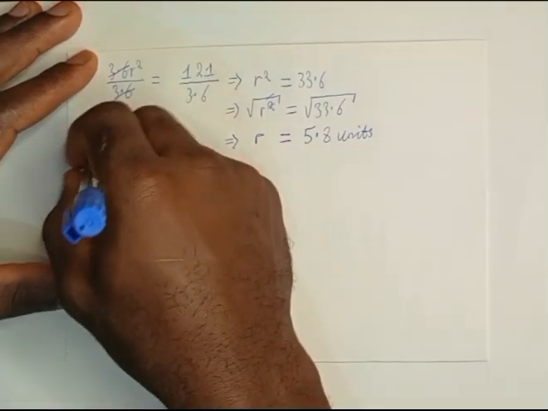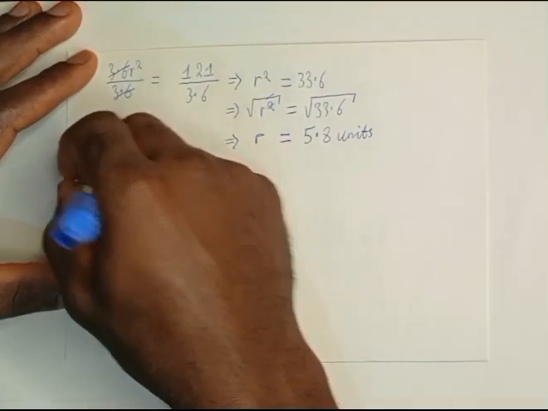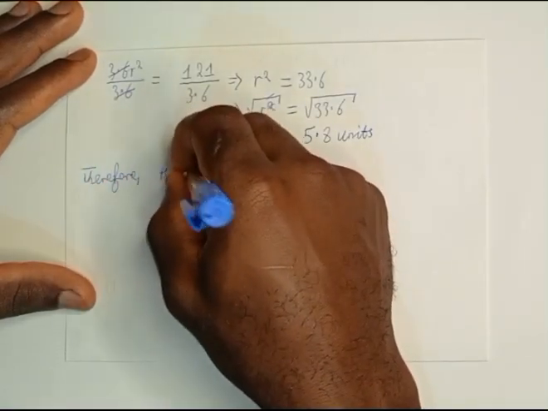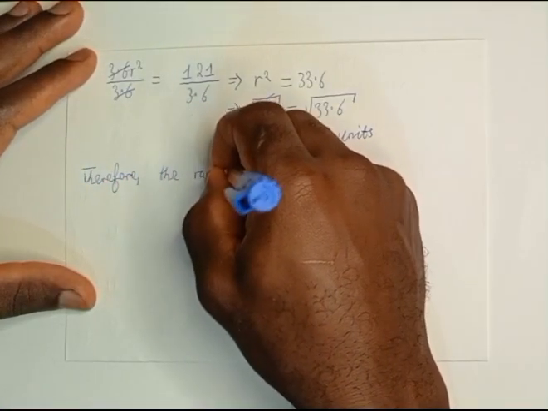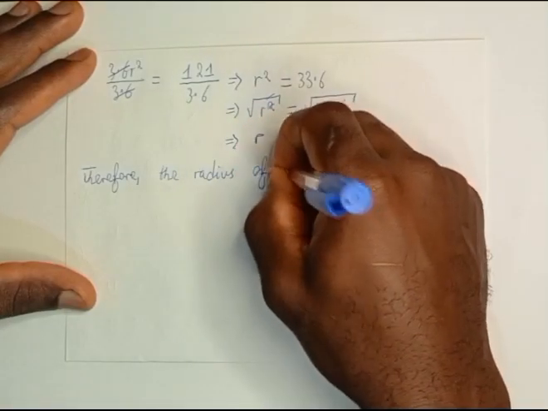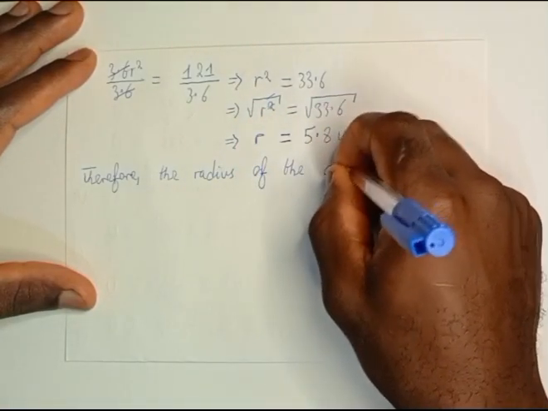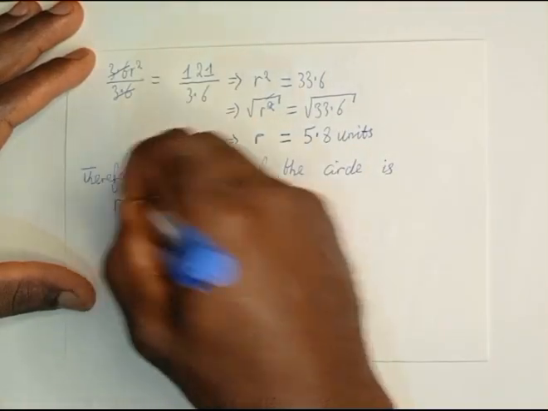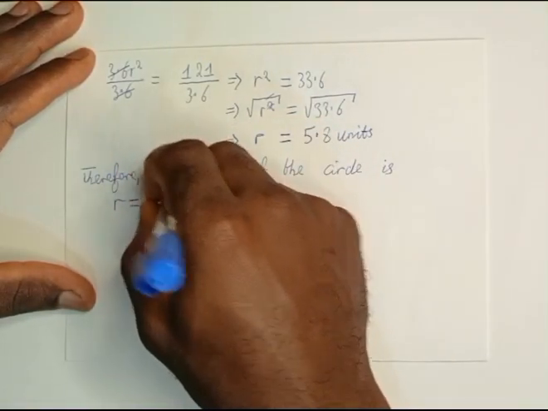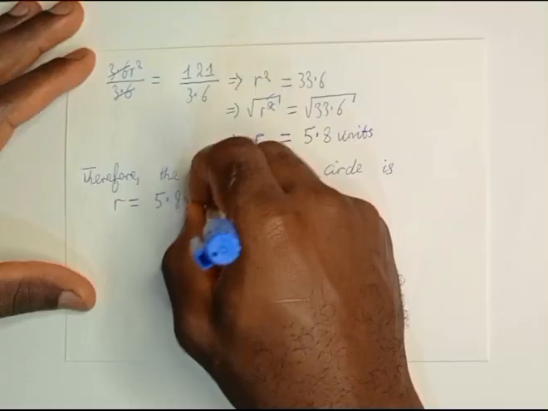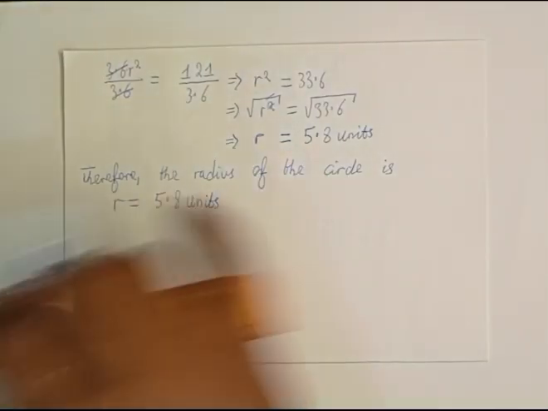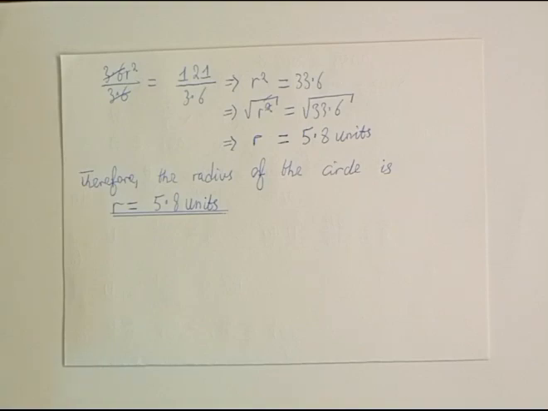So we conclude, therefore, the radius of the circle is r equal to 5.8 units. We underline the answer. We are done with the solution of the question.